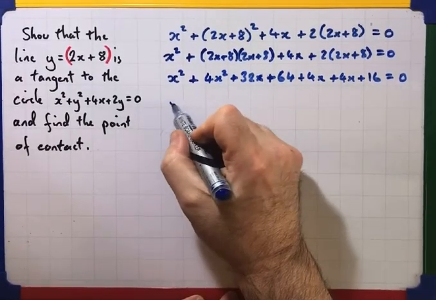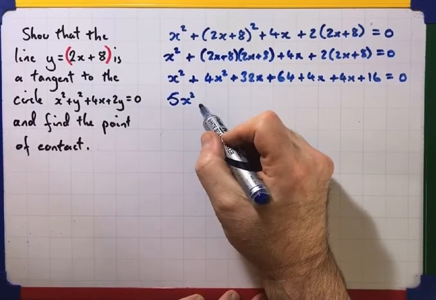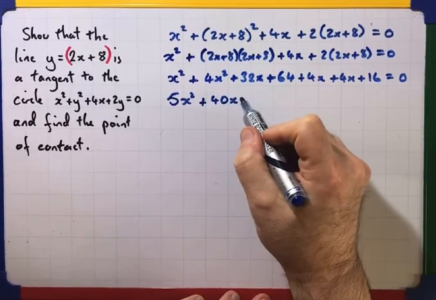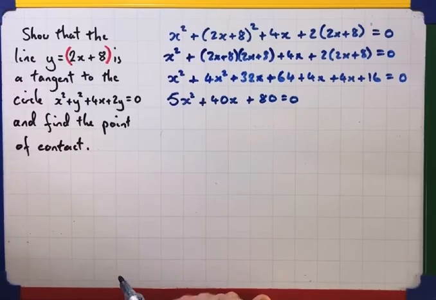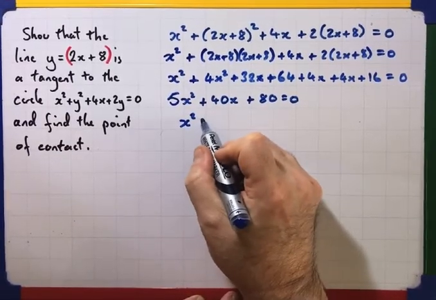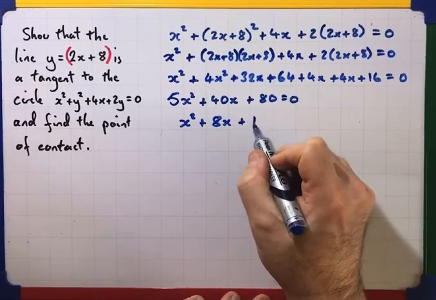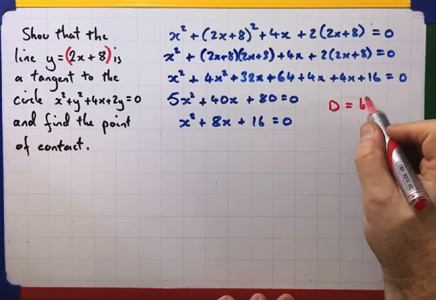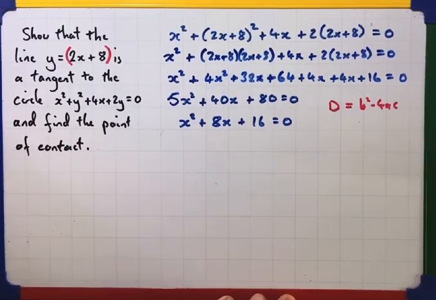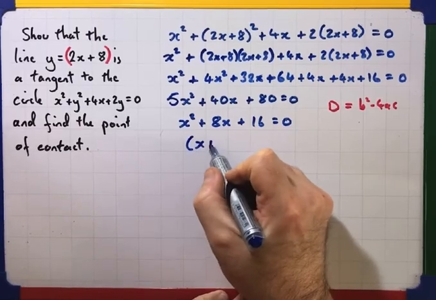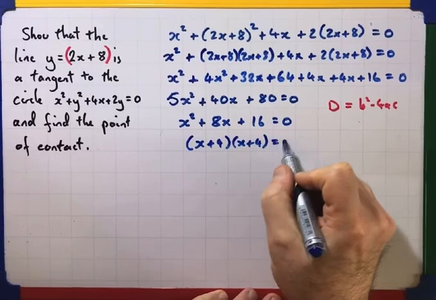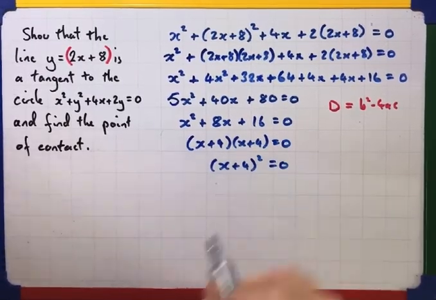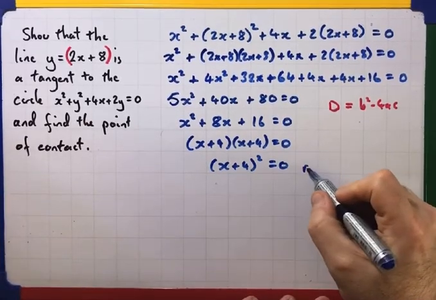Okay, when we tidy up, we'll see that that gives us 5x squared plus 40x plus 80 equals 0. I can divide everything by 5 here, giving me x squared plus 8x plus 16. Now, to show it's a tangent, I could use the discriminant, b squared minus 4ac, and show that that's equal to 0. That would tell me it's a tangent. But as I want the point, I'm just going to continue and mention it's got a repeated root. So I can see that if I factorize that, it's x plus 4 squared equals 0. We'd normally write it like that. So at this stage, I can say that's a repeated root.